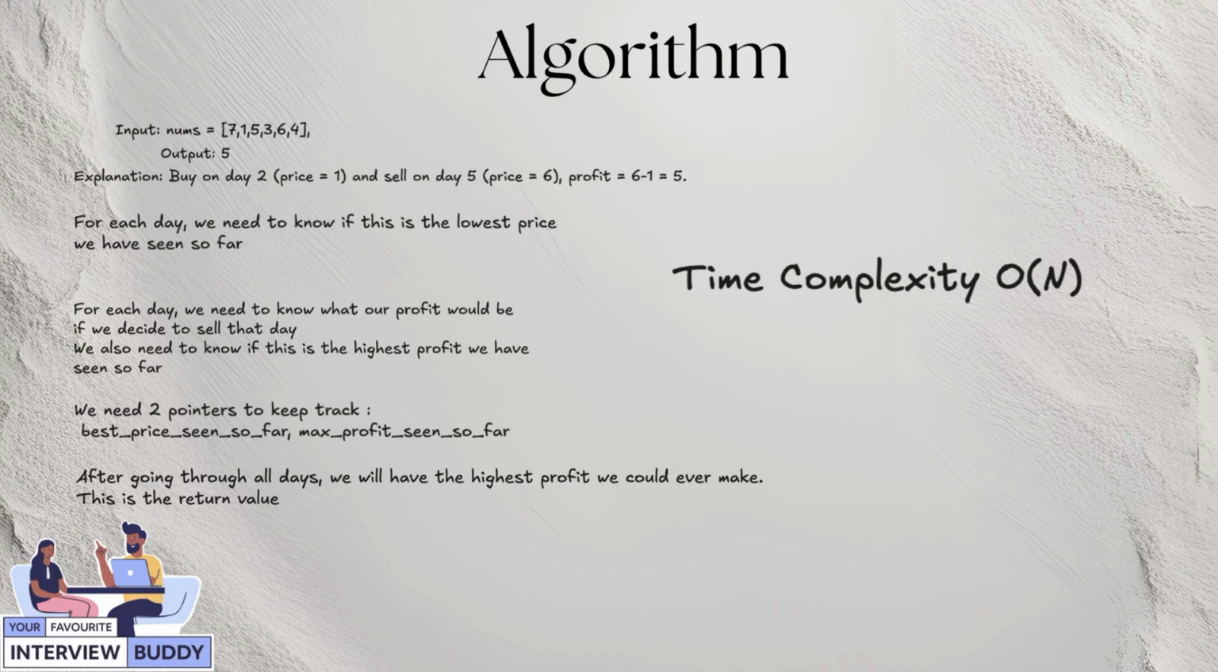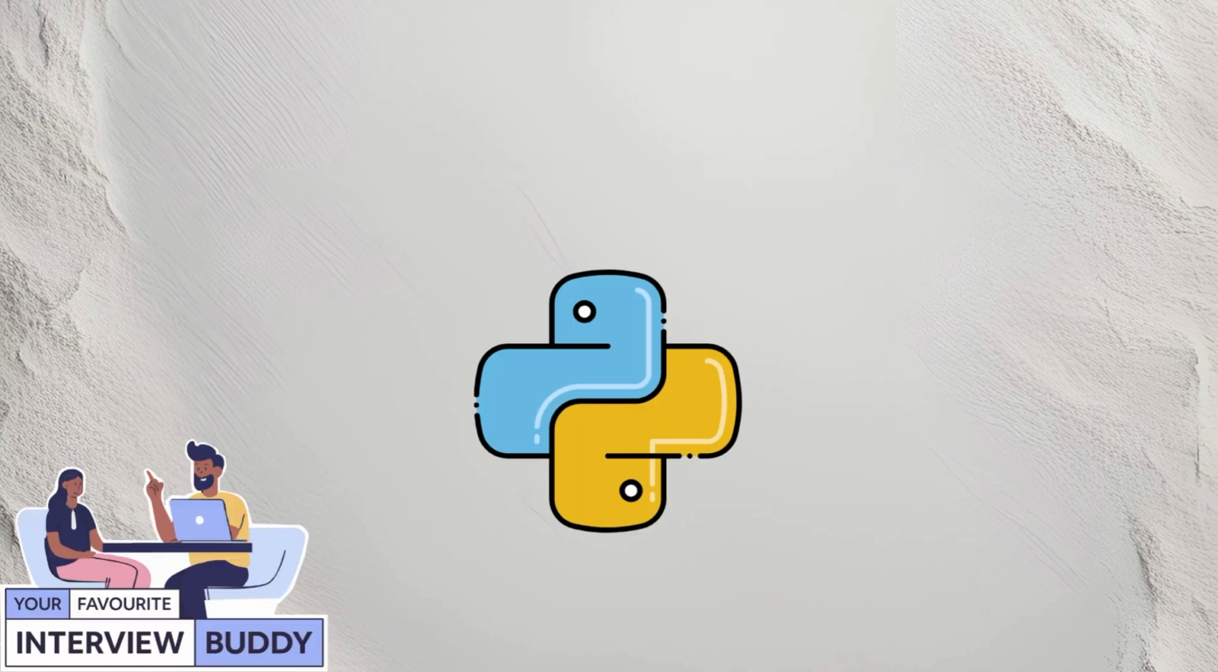Can we do better? No, because we need to check each day for the prices. If there are 10 days in our array, our code needs to check the prices on 10 days before it can calculate the maximum profit. If there are 20 days in our array, our code needs to check the prices for 20 days before it can figure out the maximum profit. So we cannot do better than linear time, meaning the larger our input array, the longer our solution is going to take to run. Now let's implement in Python.